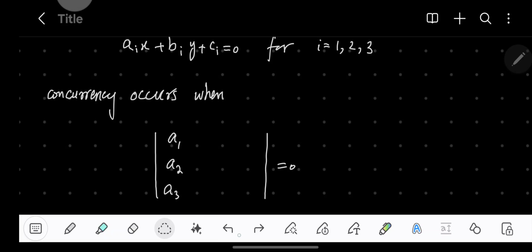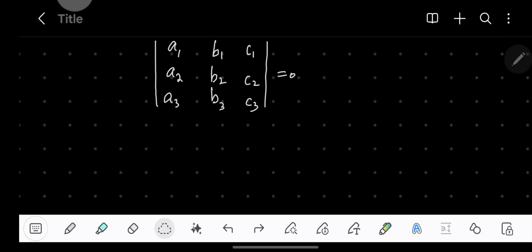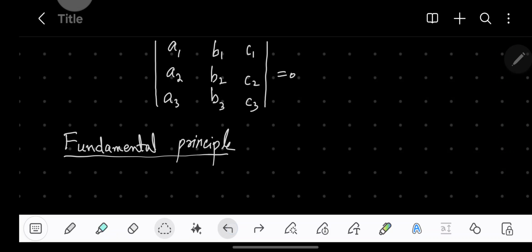So the second column is the coefficient of y, should be b1, b2, b3, and the third column should be the constant values c1, c2, c3. So if this determinant is 0, then we can say that the lines are concurrent. Okay. So next we have the fundamental principle.